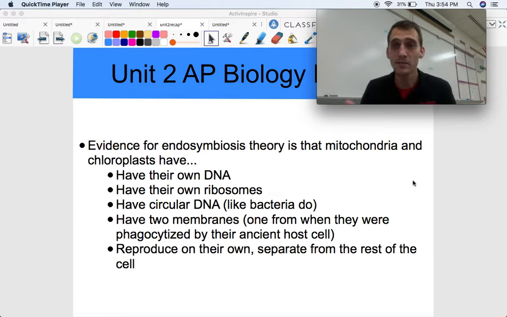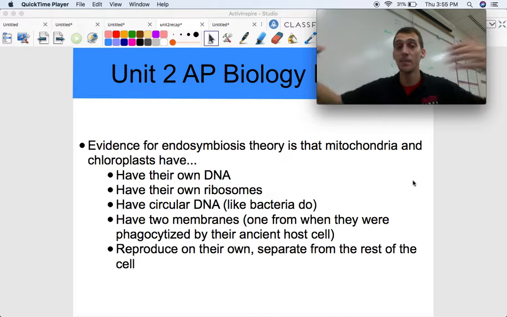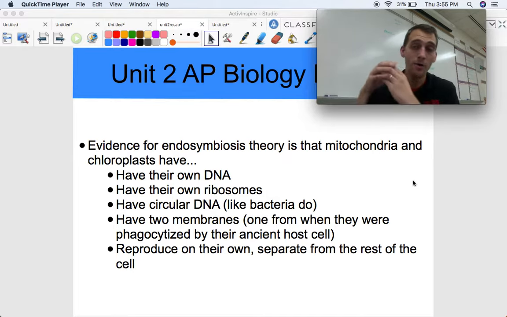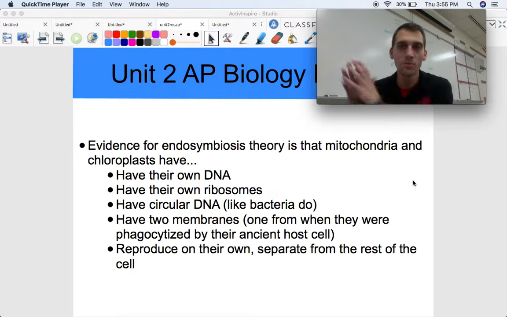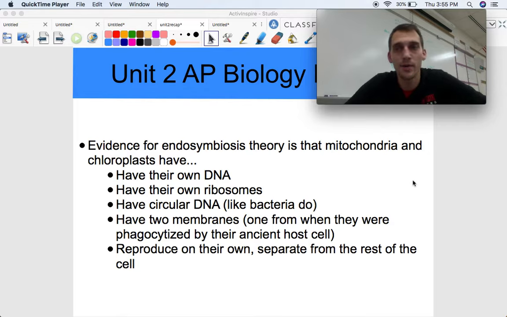They have two membranes. We talked about that in topic 2.2: they have an outer membrane and an inner membrane. We just talked about phagocytosis, taking in a larger particle with a vesicle. That outer membrane is probably a remnant of the vesicle that they were taken up by, so the two membranes make sense. The last piece of evidence that mitochondria and chloroplasts were once separate organisms is that they can reproduce on their own. They don't follow the steps of mitosis that a cell follows; they separate and divide on their own without any help from the rest of the cell.